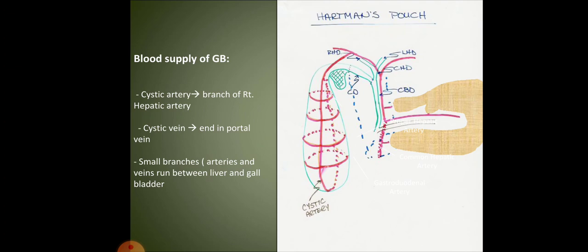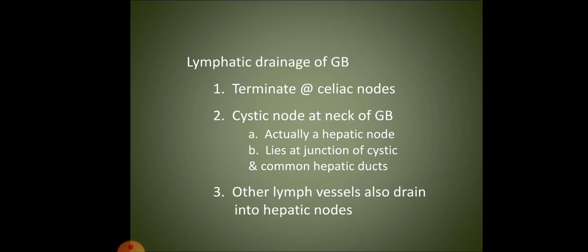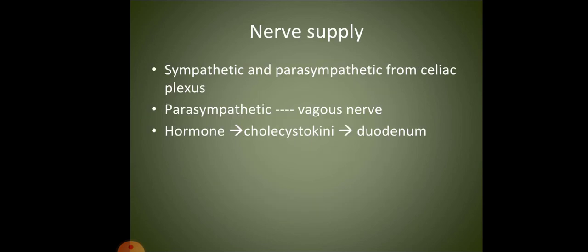Then the venous drainage is into cystic vein which ends into portal vein. Lymphatic drainage of the gallbladder terminates at the celiac group of lymph nodes. Cystic node is found at the neck of the bladder, and other lymph vessels also drain into hepatic nodes. Nerve supply is by the sympathetic and parasympathetic from celiac plexus. Parasympathetic innervation comes from the vagus nerve. Also, hormone like cholecystokinin from the duodenum causes constriction of the gallbladder.